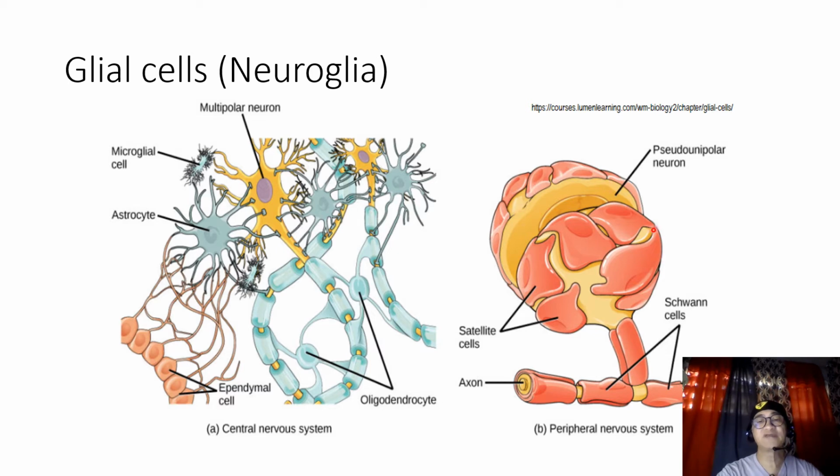In the peripheral nervous system, you also have satellite cells that help cover the specialized cell body of sensory or afferent neurons. And then you have the Schwann cells. The Schwann cells are glial cells that provide myelin sheath covering over the axons of sensory or afferent neurons in the peripheral nervous system. They are the counterpart of oligodendrocytes in the central nervous system.